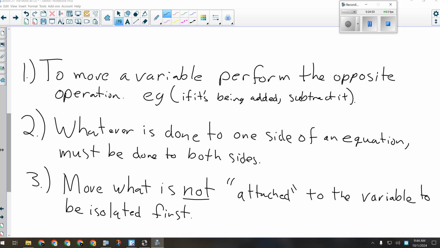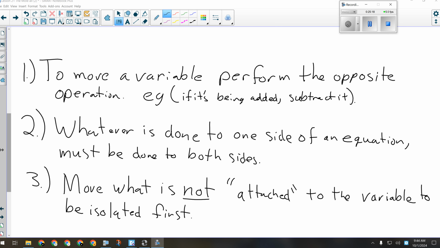So the 3 rules of algebra go as follows. The first rule says that if I want to move a variable from one side of the equal sign to the other, I need to perform the opposite operation. So if I was adding that variable, I would subtract it from both sides. If I was dividing that, I would multiply it over to both sides. I would do the opposite.